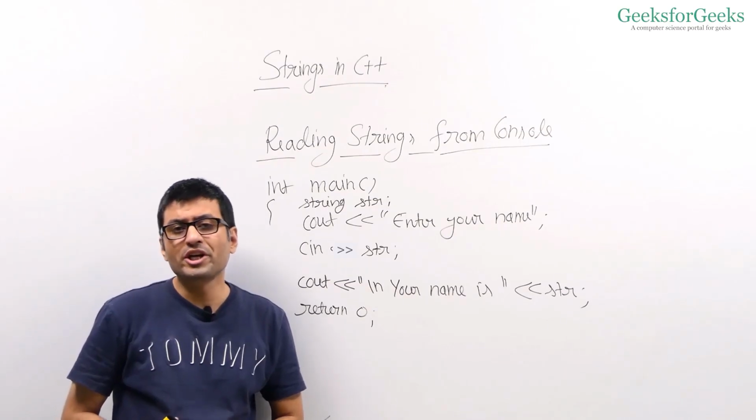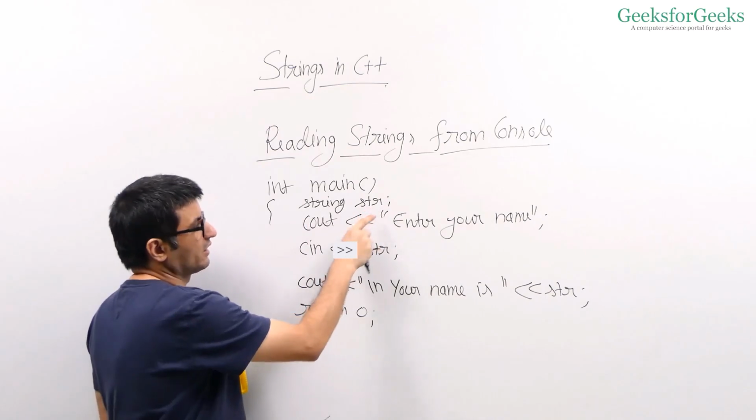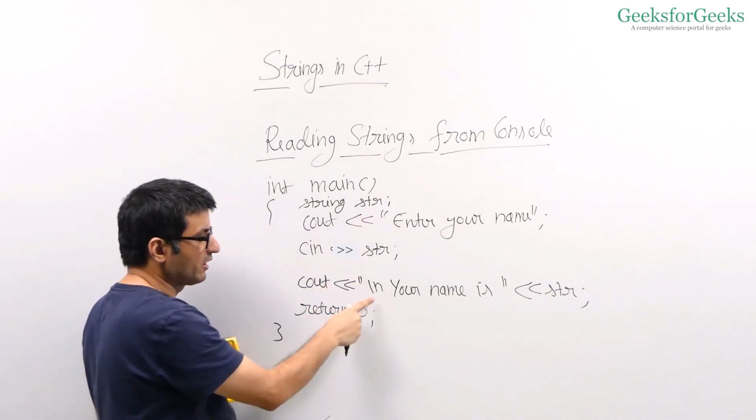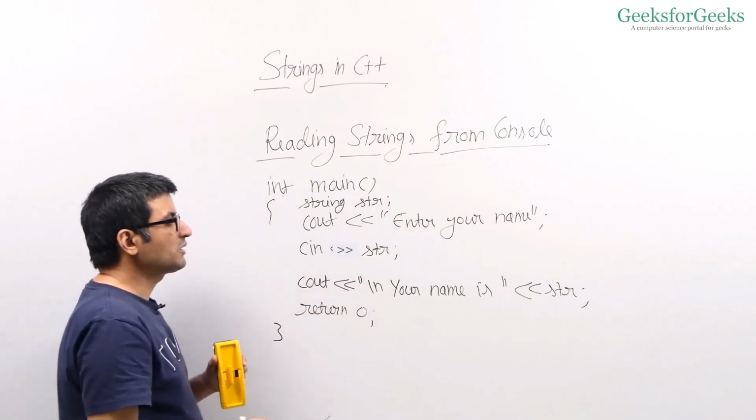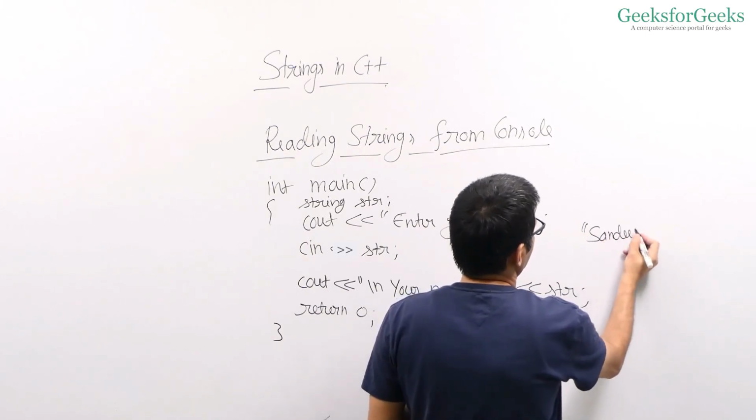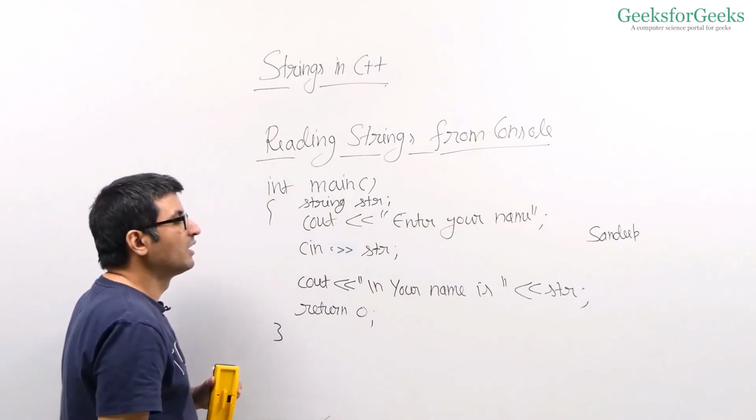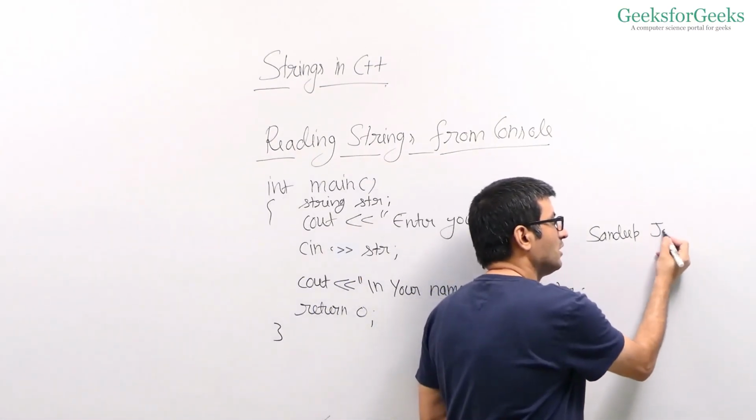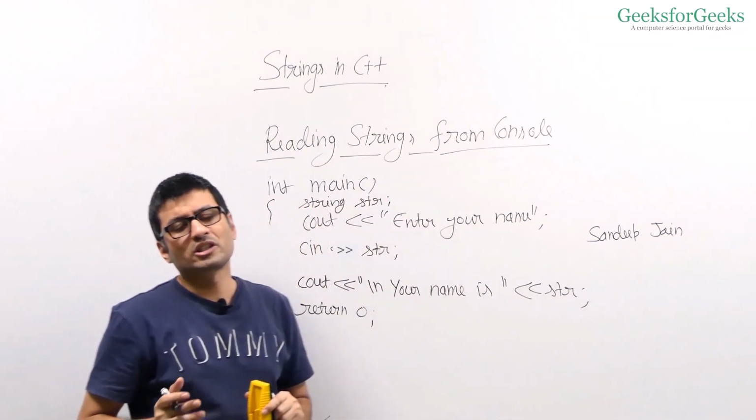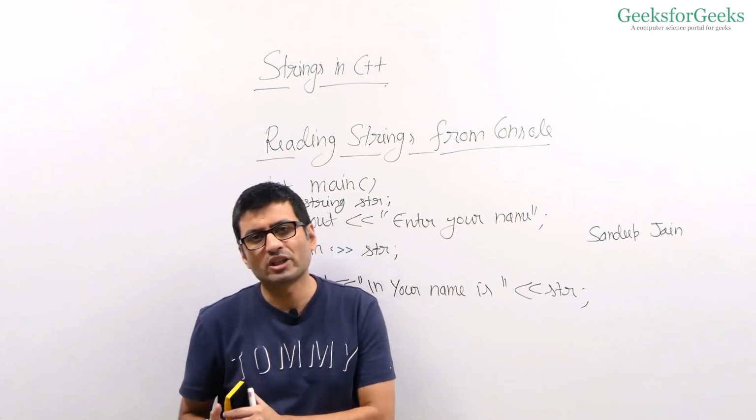Let us now talk about reading in strings from console. Let's take a look at this program. I have created a string, then I am asking the user to enter name. I am doing cin >> str, and then I am printing the name. If I enter the name as Sandeep, when it prompts me to enter the name, and if I run this program, I'll get the output as your name is Sandeep. Now if I enter Sandeep Jain, then this program would print only Sandeep, because the cin operator, when it sees a space, it stops reading the character. It stops when it sees a space or a new line character.